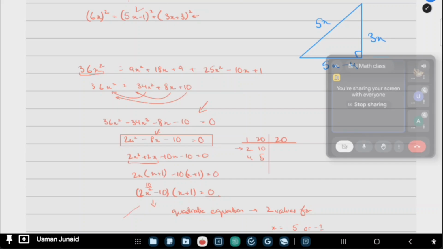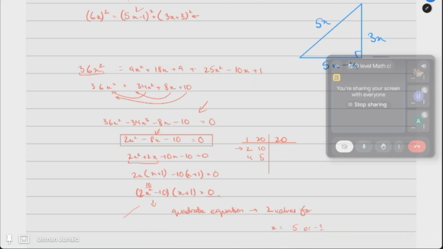Try solving it completely. I've drawn the question here, and you have the entire reference to yourself. So try doing the entire question. Find the values of x.